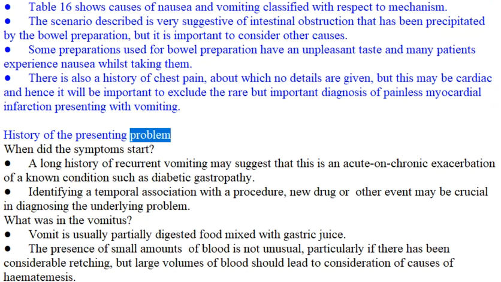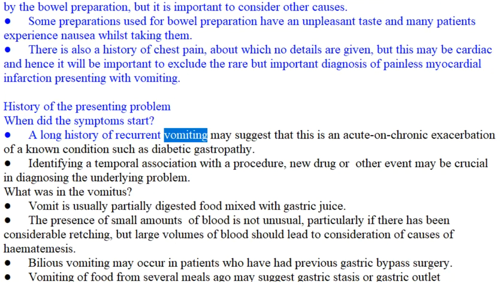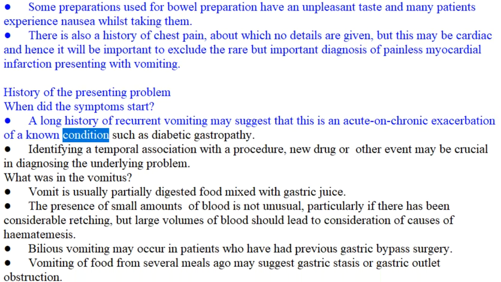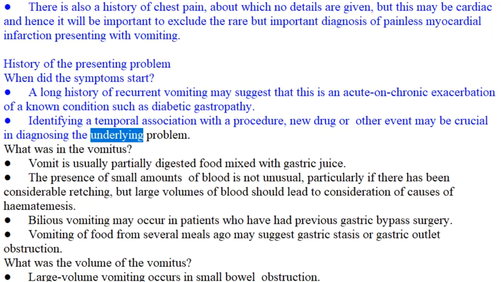History of the presenting problem. When did the symptoms start? A long history of recurrent vomiting may suggest that this is an acute on chronic exacerbation of a known condition such as diabetic gastropathy. Identifying a temporal association with a procedure, new drug, or other event may be crucial in diagnosing the underlying problem.